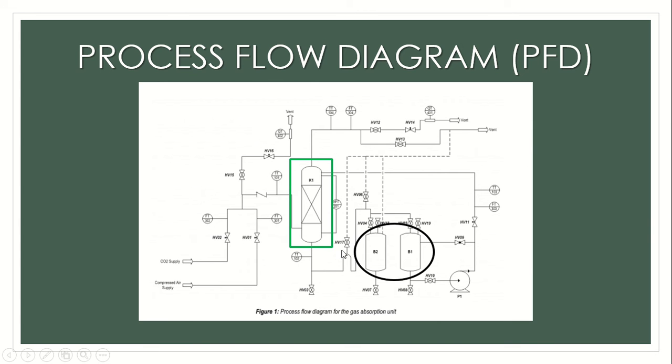The last part is what we call the centrifugal pump. This centrifugal pump controls the flow. We increase the flow rates or the velocities of the feed into the gas absorption column.